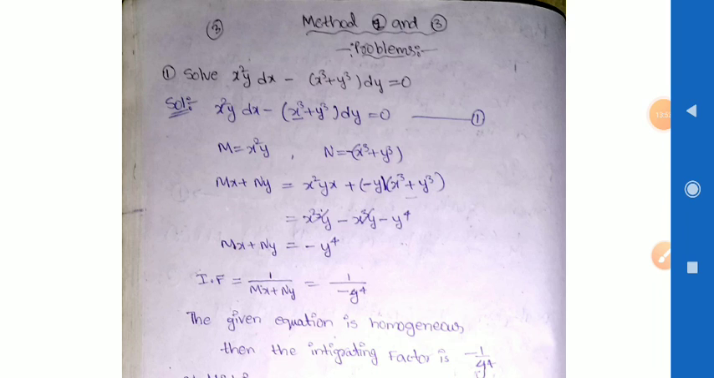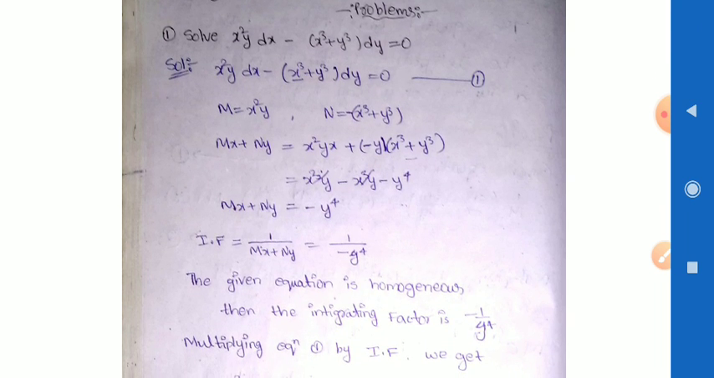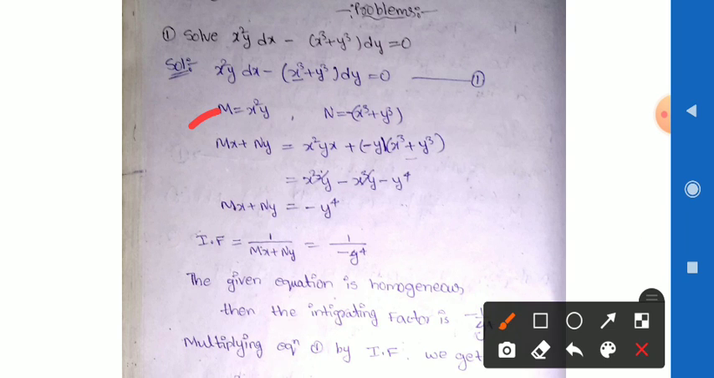In the last class, method 2 and method 3 were discussed. For method 2 and method 3 we have problems. Now problem 1: solve x²y dx − (x³ + y³) dy = 0. Then I am writing it in the form M dx + N dy = 0. Then M = x²y and N = −(x³ + y³). Here this is a homogeneous differential equation.